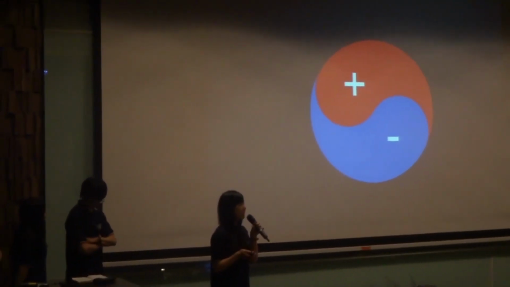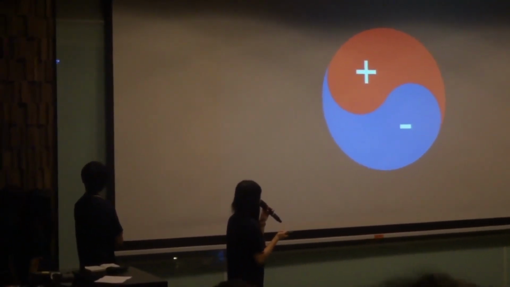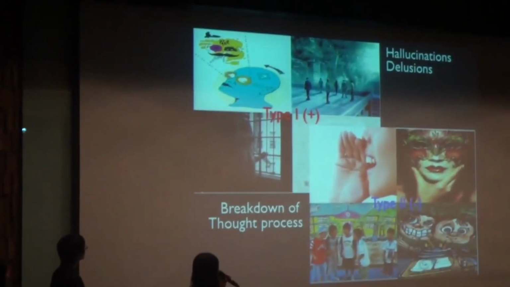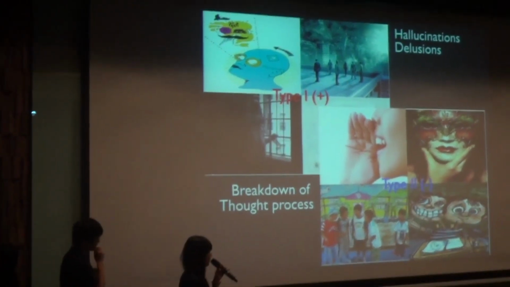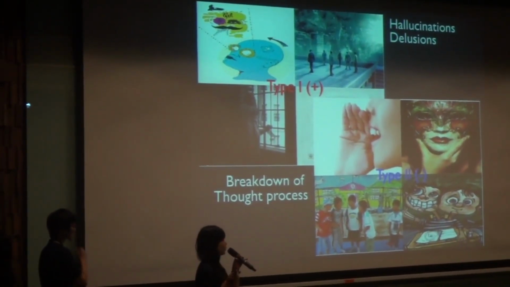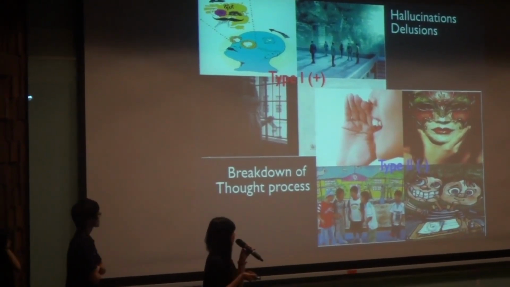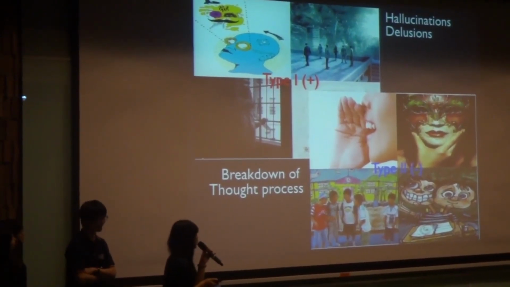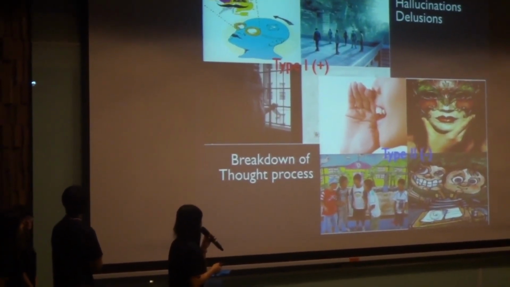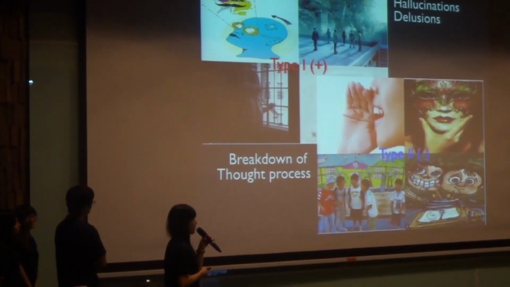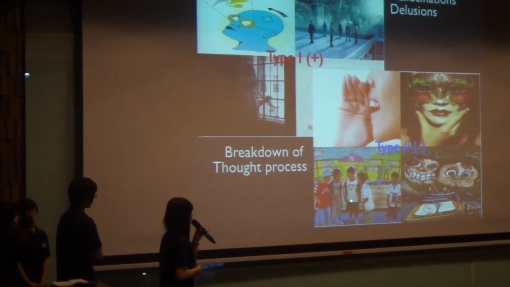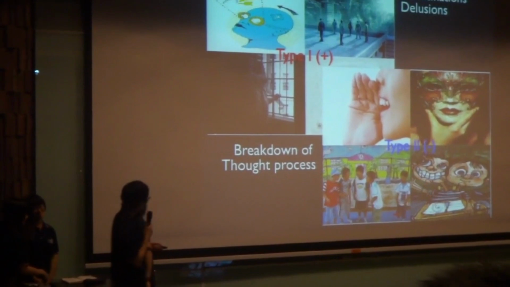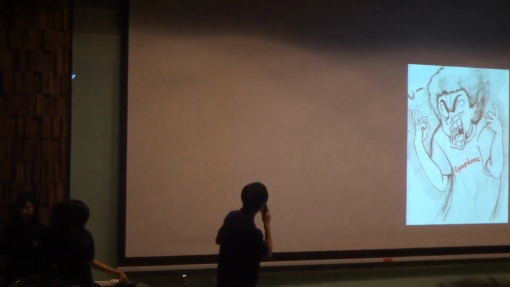So then what is the difference? There are positive and negative symptoms in schizophrenia. Positive symptoms include hallucinations, which are false perceptions, delusions, which are false beliefs, bizarre behaviors, and confused thinking. Negative symptoms include breakdown of thought process and lack of speech, facial expression, attention, and social interaction. So I'll talk about the problems.